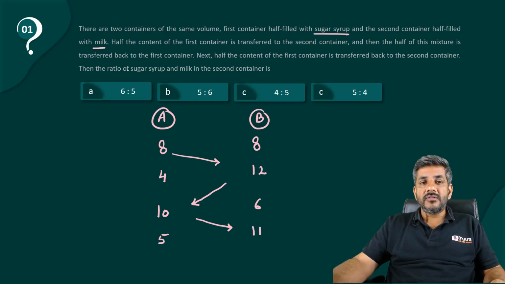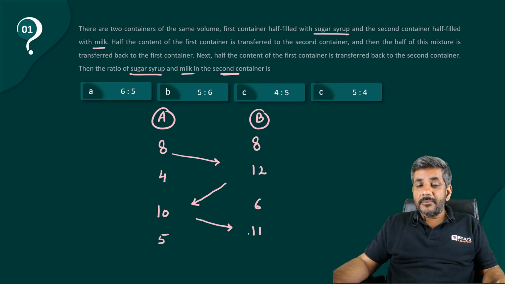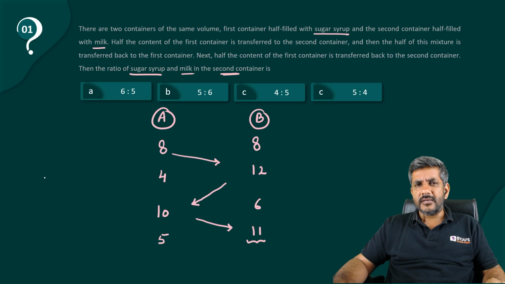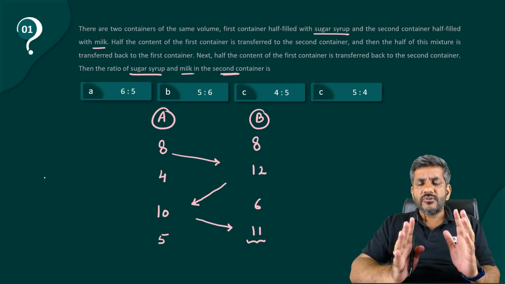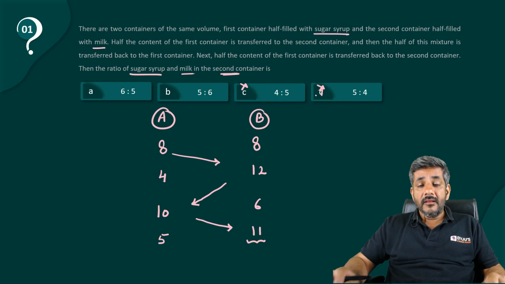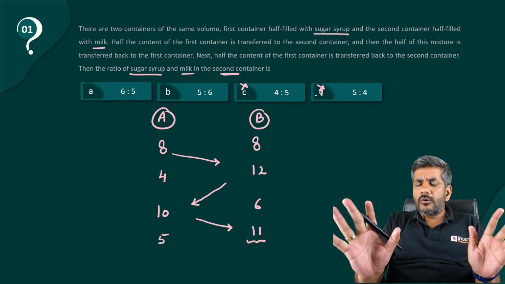The question is asking you about the ratio of sugar syrup and milk in the second container. But at the end of 3 processes, the second container has a total of 11 liters of quantity. Most probably my ratio should be a multiple of 11. By that logic, I can probably eliminate my options C and D, right? I can eliminate these two options, C and D. But I would not talk about that currently.